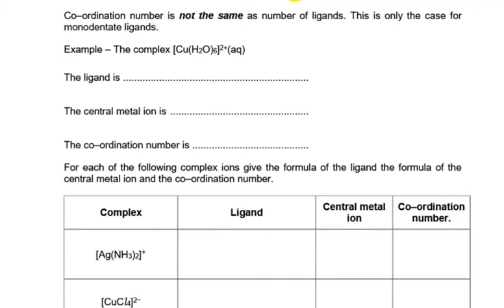In this first example you can see that the ligand is a water molecule, and we have 6 of them from the formula, so there are 6 water molecules there. The central metal ion is copper, and the whole complex has a charge of 2+. Now, since the water molecules have no charge, then that 2+ charge must come from the copper, so the metal ion is a copper 2+.